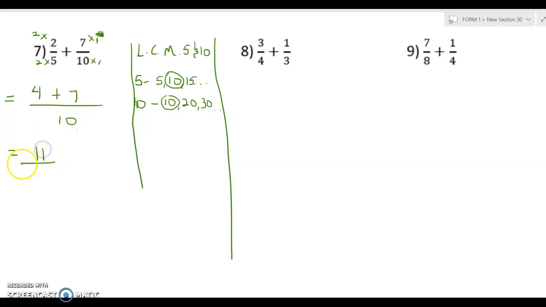If you leave it as an improper fraction, that's okay. We could change it to a mixed number. 10 can go into 11 one time, remainder 1, so 1 and 1/10. Right? Alright, so now let's look at number 8.